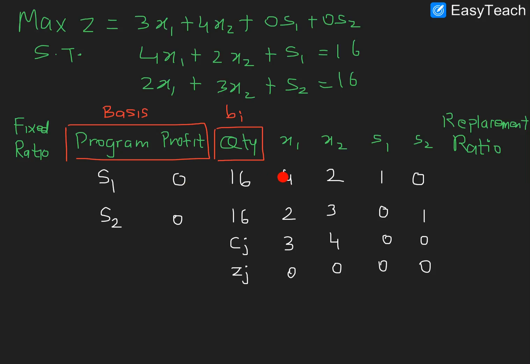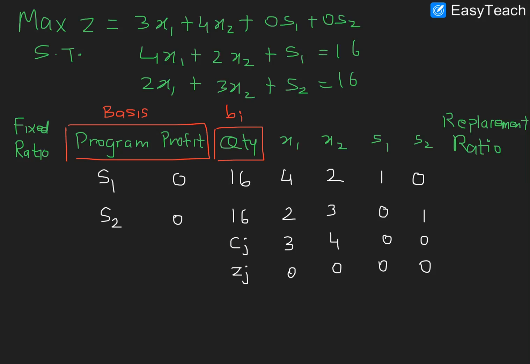So that's basically 0 into 4 plus 0 into 2. So we have S1 as 0 into 4 plus 0 into 2 as the Zj value. Similarly for this, we have 0 into 2 plus 0 into 3. For this value, we have 0 into 1 plus 0 into 0. Okay, so that's about Cj and Zj.